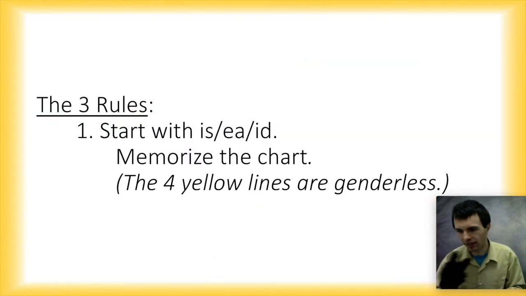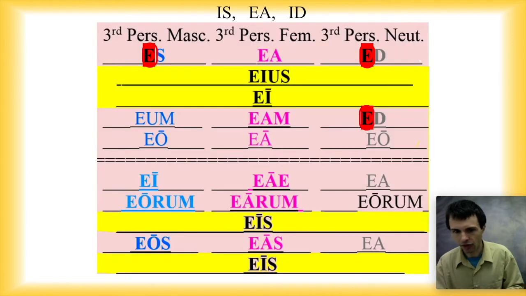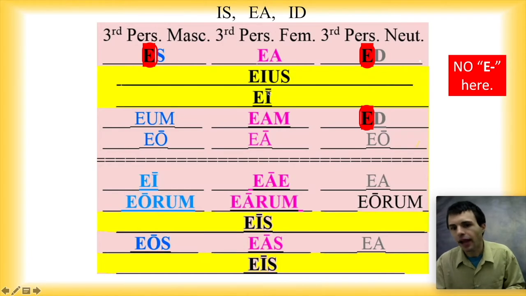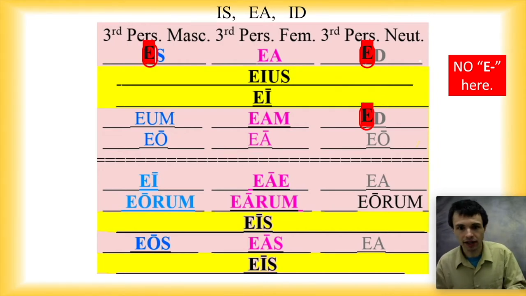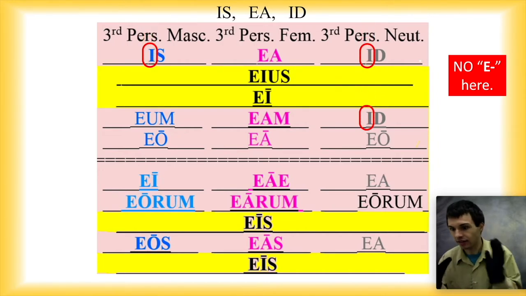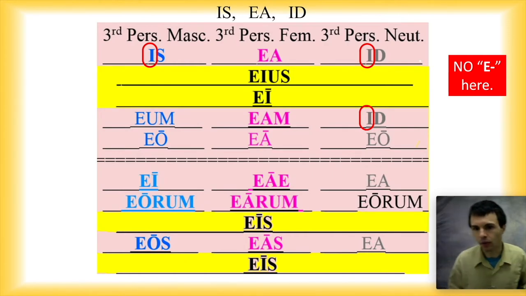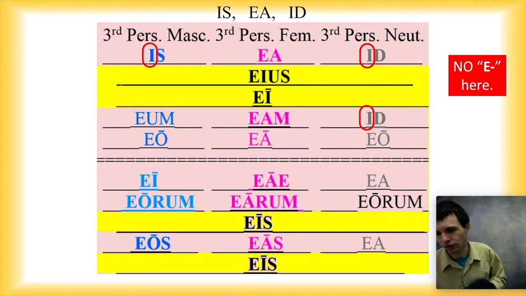First, start with is, ea, id, he, she, it. Memorize the chart, and the four yellow lines that you see here have no gender, obviously. They're in black. Okay, so notice these e's up here. Everywhere on this chart right now has an e, but I'm going to take away these three red e's. So notice that is, ea, id has this exception in these three places. So is and id are the two exceptions.